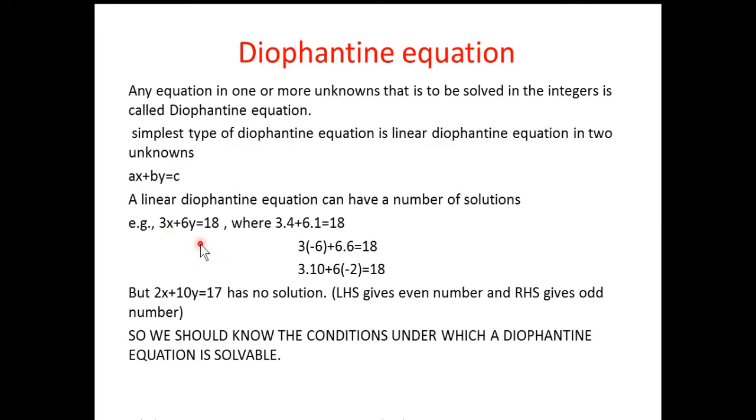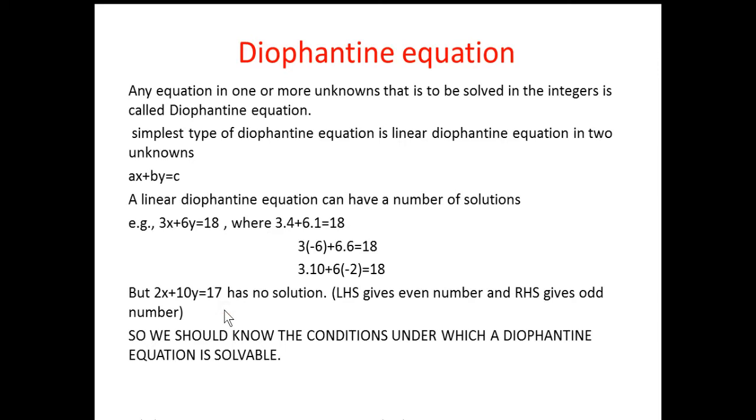We are solving this, and there are three solutions of this equation. First is when we take x is 4 and y is 1, and this is also a solution, x is minus 6, y is 6, and so on. So we have these three solutions. And this is another Diophantine equation which has no solution, because in the left hand side, for any integer values of x and y, you will get an even integer, and in the right hand side there is an odd number, so they cannot be equal. That means this equation has no solution.